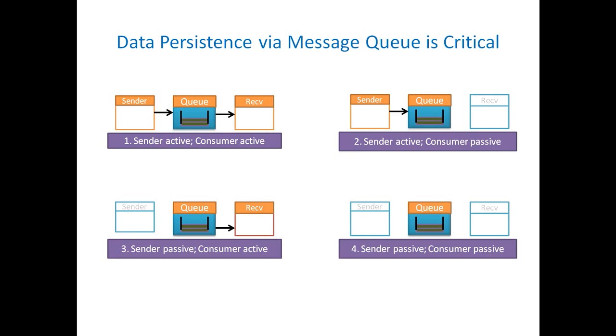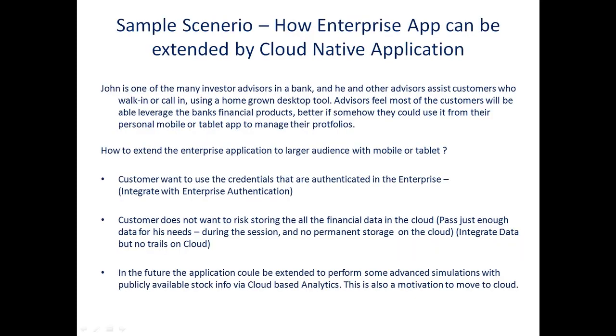Now, what about a scenario where both the producer and the consumer are dead or passive? Essentially, we have the elements still lying in the queue, safe and dandy. This is an important thing where the time decoupling brings in value, and that value comes from the data persistence in the message queue itself.